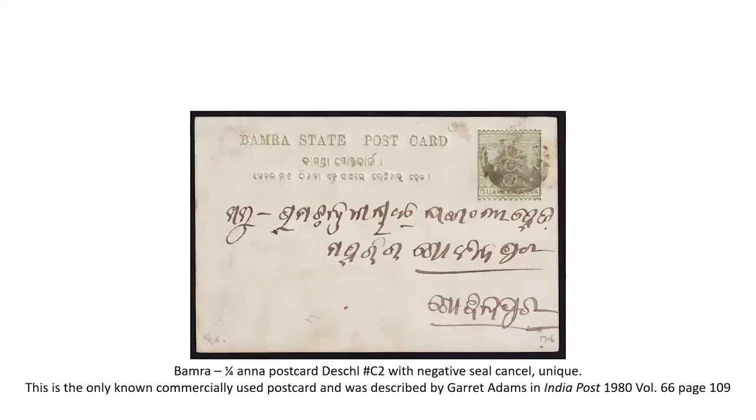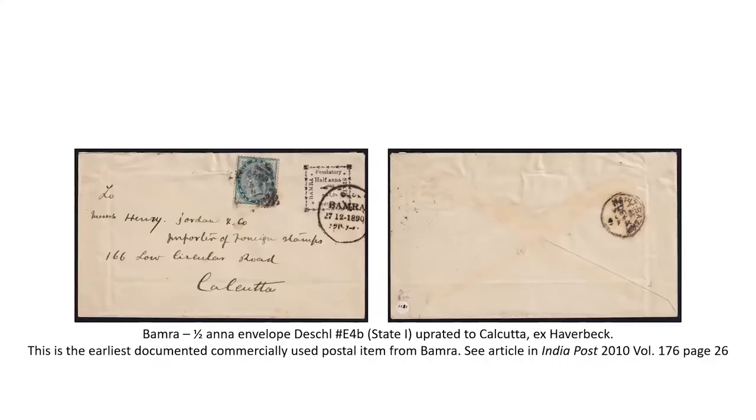Here we have a Bamra postcard used with a negative steel cancel. This happens to be the only commercially used postcard and was described by Garrett Adams in India Post in 1980. Here we have the earliest documented commercially used postal item from Bamra State. This also appeared in an article in India Post in 2010. This happens to be X. Haverback, who was a very famous collector of Indian states, lived in the United States.